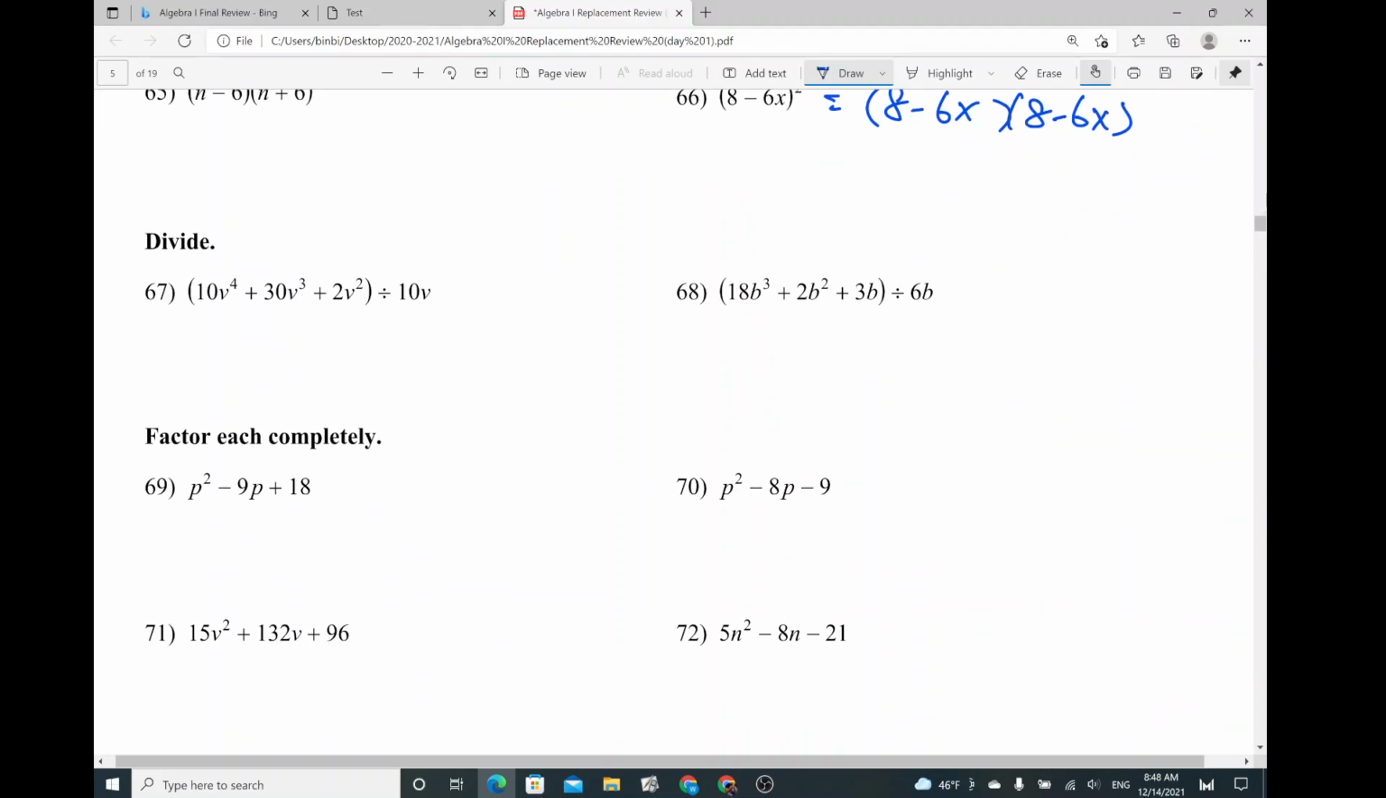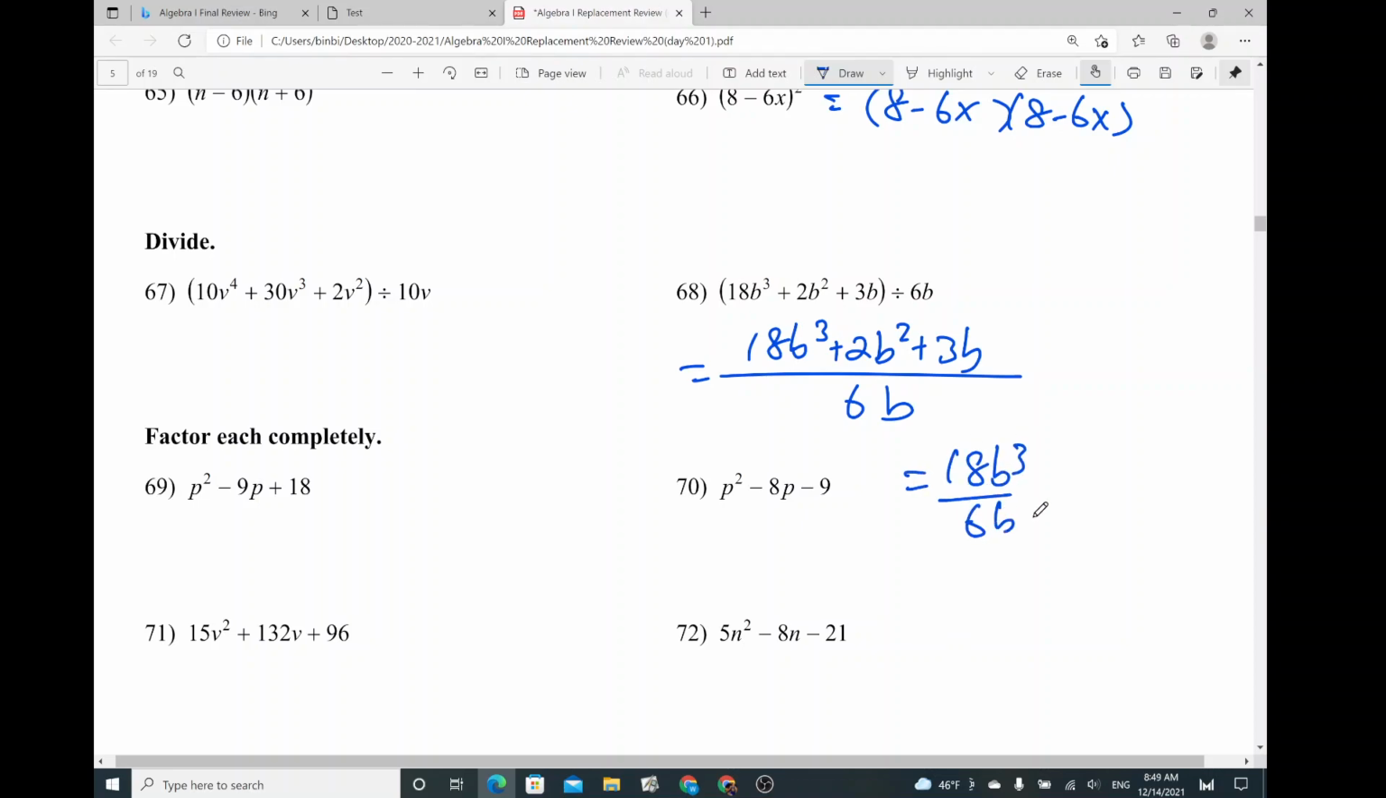Okay, so now let's do the one with the normal division. So let's say that we do have a trinomial divided by the monomial. This one can always be written this way. So the numerator is the dividend, and then the divisor is the monomial. And then what we can do is always separate it. So 18b cubed over 6b. So instead of using the long division format, we can always separate those terms. So 2b squared over 6b plus 3b over 6b.